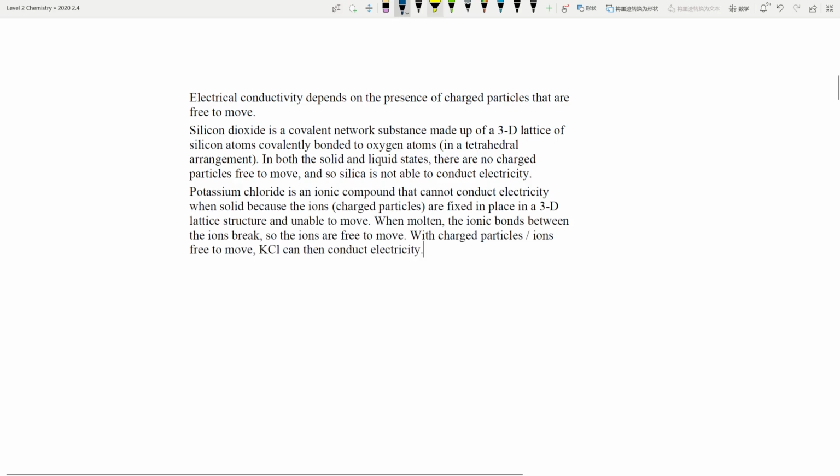So remember, electrical conductivity requires the presence of charged particles that are free to move, so you can mention free moving electrons or ions. And silicon dioxide is a covalent network, three-dimensional lattice. So there are no charged particles in either liquid or solid, so it can't conduct electricity. And potassium chloride is an ionic compound because the ions are locked in the lattice structure, so they can't move. If they can't move, they can't carry charges. But when molten, the bonds are broken, they are free to move, they can conduct electricity.